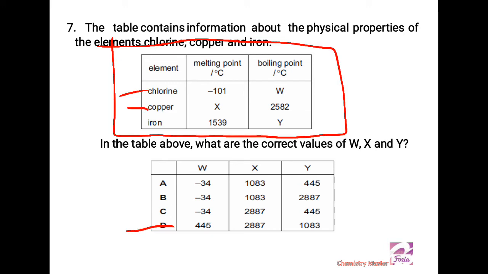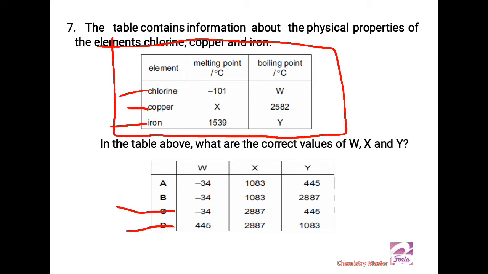Now we see copper. Copper is a solid, a shiny golden yellow metal, which is a very good conductor of electricity, and its boiling point is given, that is 2582. So its melting point must be lower than 2582. When we see options C and D, they both are omitted. It can't be. It must be lower than 2582.